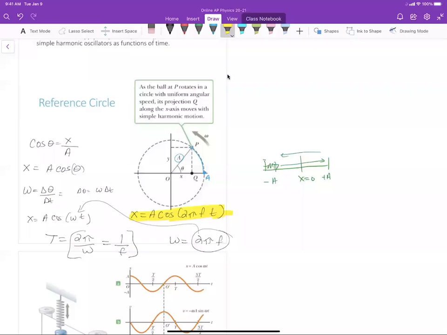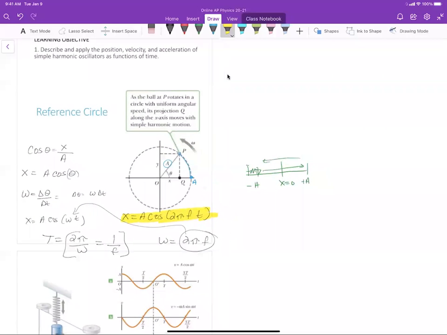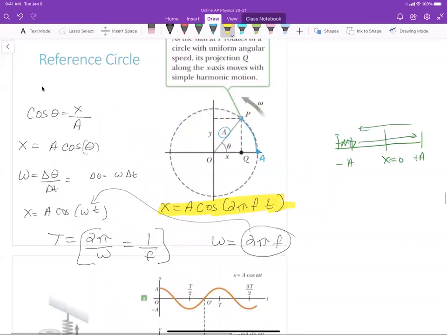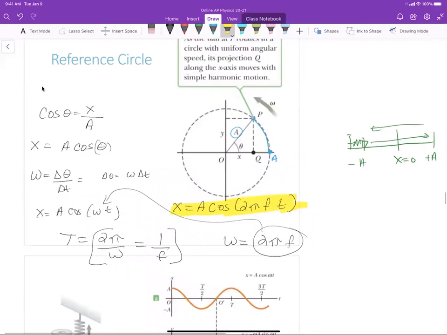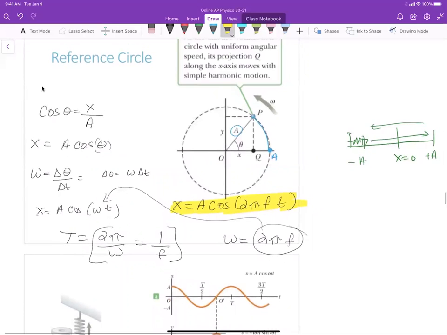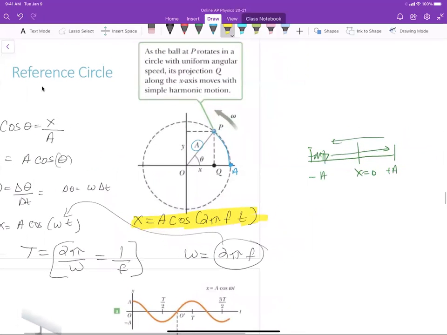Okay, may seem confusing, but I will say this. I have very rarely seen this particular equation used on an actual AP exam, but it does, again, provide you exactly where that block is at a given time if you know its frequency and its amplitude.